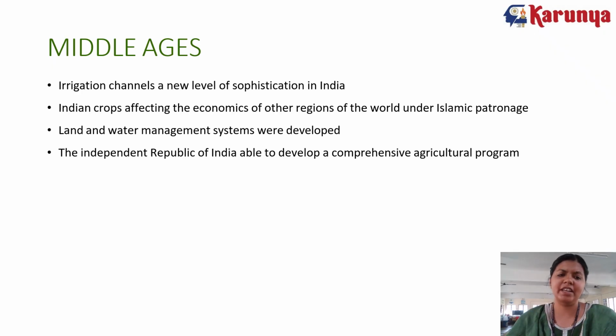Next came the Middle Ages. During the Middle Ages, agriculture became more and more advanced. Irrigation canals and tanks were being constructed, and land and water management systems improved. Indian crops like spices, cotton, and sugar were exported to other countries, and agriculture became an important part of our economy.